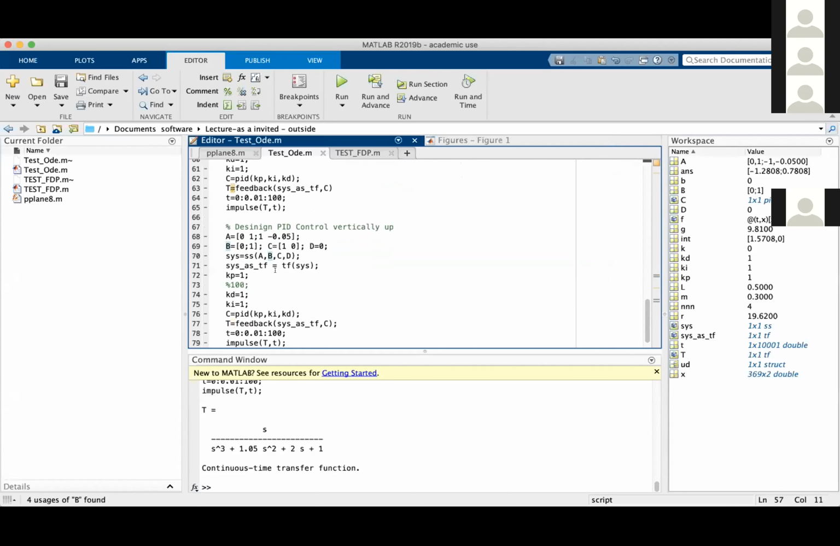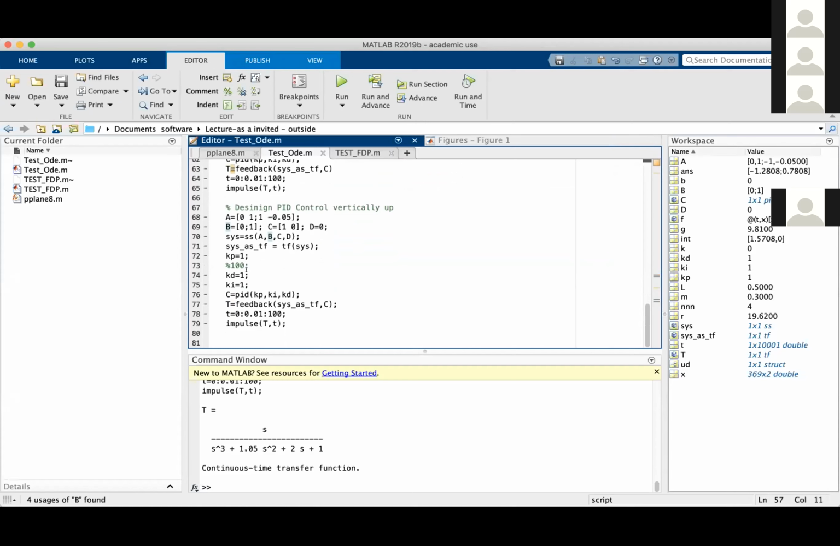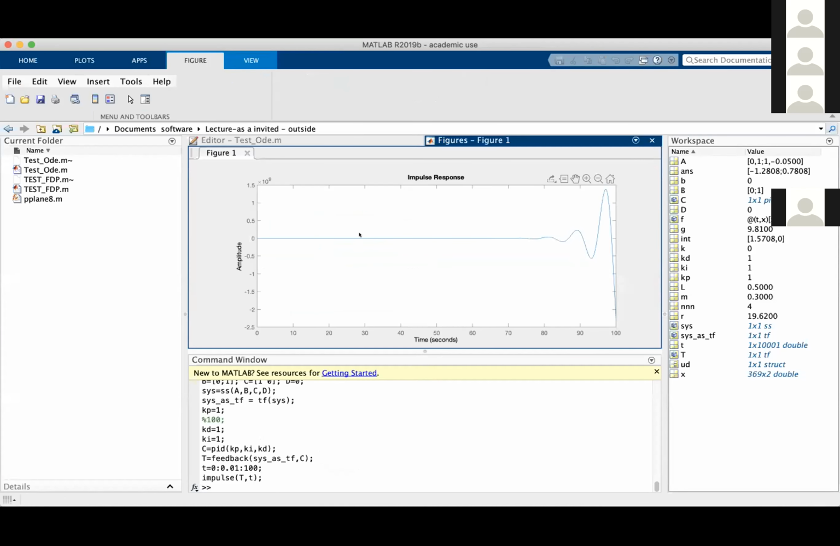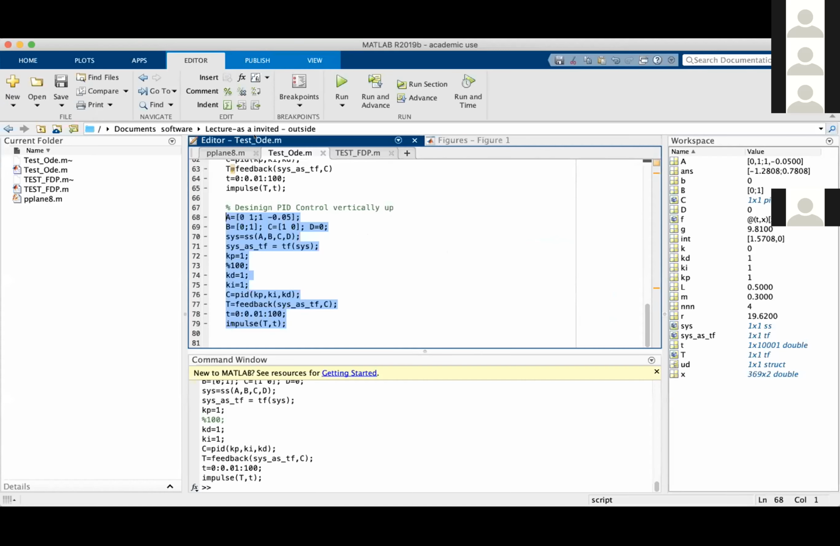Now we'll consider the vertically up direction. We'll consider the same control parameters, Kp equal to 1, Kd equal to 1, Ki equal to 1. Now let's look at the response. This is the response. Very bad response. You see, if the pendulum is in the vertically up direction, you can't control the pendulum. After some time, it is going to fall down. So, I told you control can handle everything.